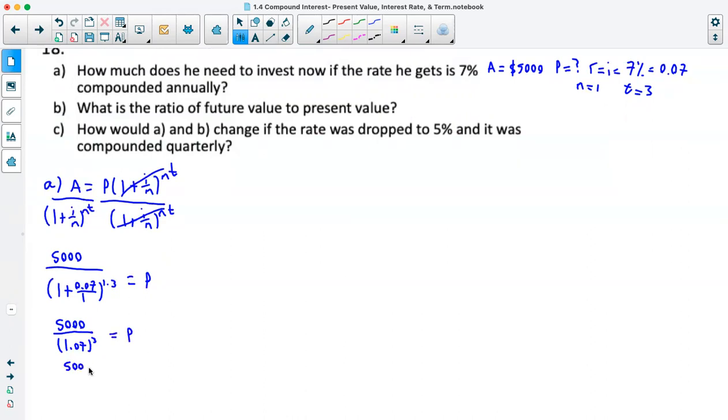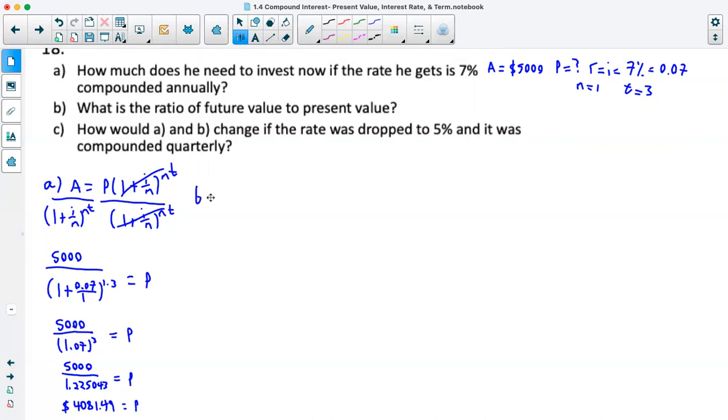So that's 5,000 divided by 1.07 to the power of 3, which is 1.225043. So 5,000 divided by that means that right now he would have to invest $4,081.49.